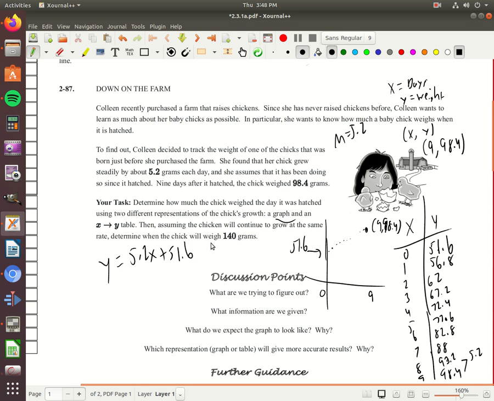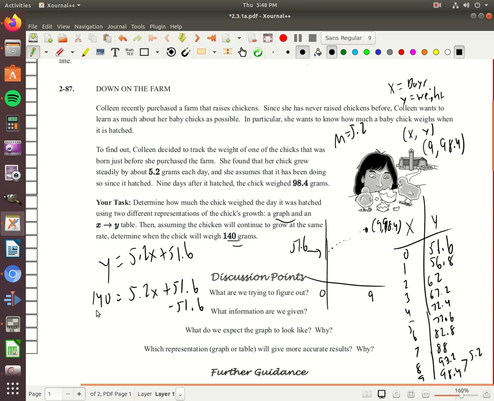Ultimately that ended up being right. So I came up with this equation, and now they're asking, how old will the chick be when it weighs 140 grams? Well, think about that. Are they asking how big it'll be on day 140? They're not. They're asking when it will weigh 140 grams. So I'm going to plug that in as the output. I'm actually going to work backwards and solve for the input.